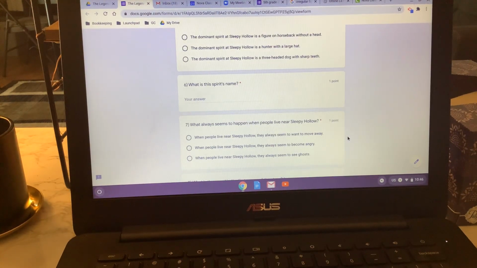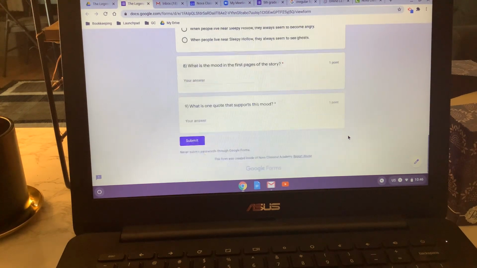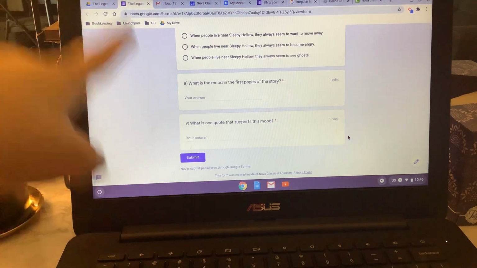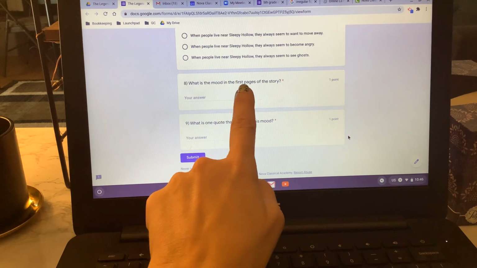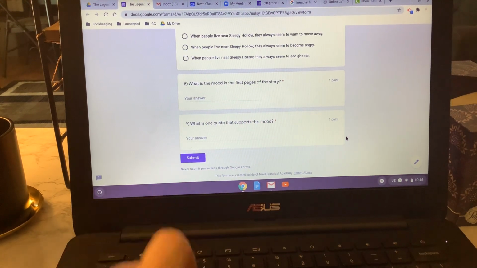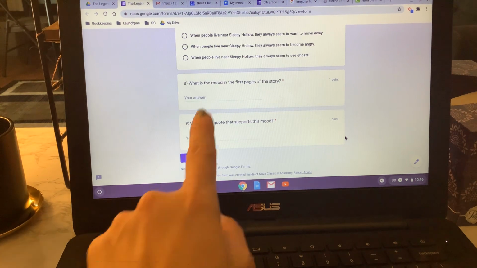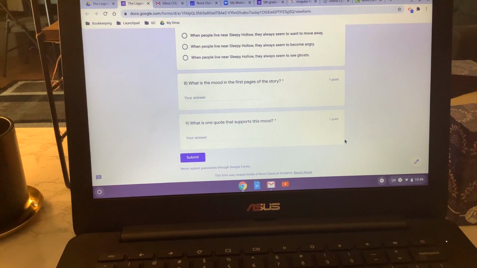7, what always seems to happen when people live near Sleepy Hollow? And then 8 and 9 relating to our objective. What is the mood in the first pages of the story? So we'd say the mood in the first pages of the story is blank. And 9, what is one quote that supports this mood? One quote that supports this mood is blank.